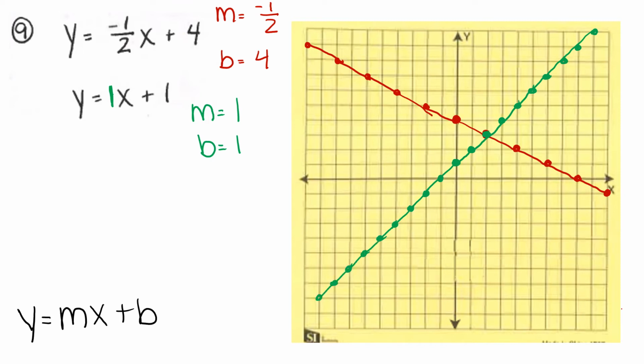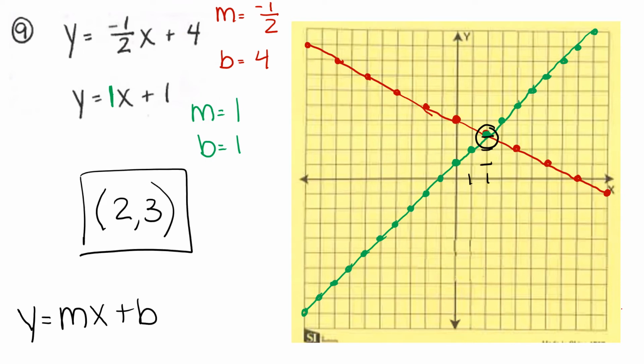And once both lines reach both edges, you can then see where they intersect. Our lines cross here, which would be at positive 2, positive 3. 2, 3 is our final answer because that is where our lines cross.